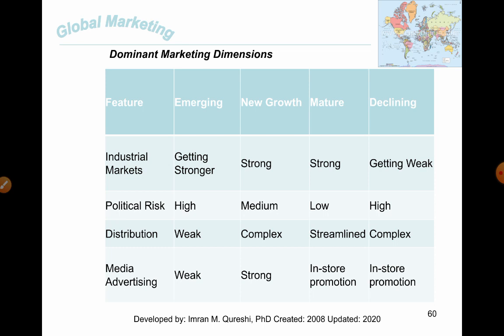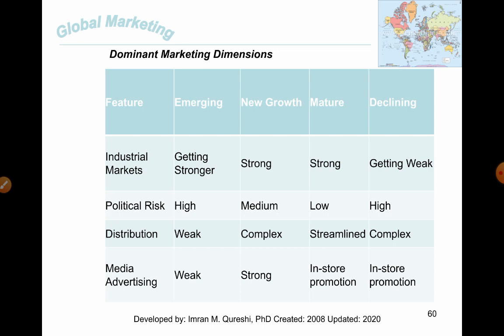In terms of distribution, in emerging markets, it is weak. In new growth market, it is complex. In mature, it is streamlined. And in declining, it will start to become complex as well. The idea of complexity is that in new growth markets, because you do not have these big distributors or the big transporters that are providing you probably nationwide coverage, you might have smaller distributors covering smaller regions. And because of that, the situation might become complex.